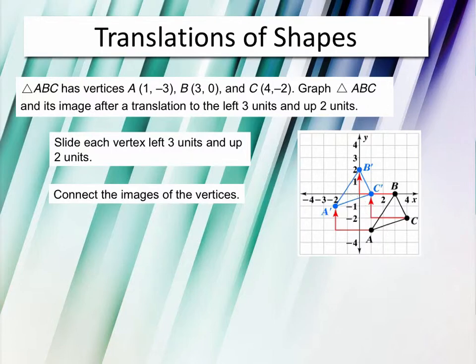Notice really what we did was we isolated each point and translated according to this rule. Left 3 units and up 2 units. And you can still have a rule written for this one. Go ahead and practice writing a rule for this translation of the shape.